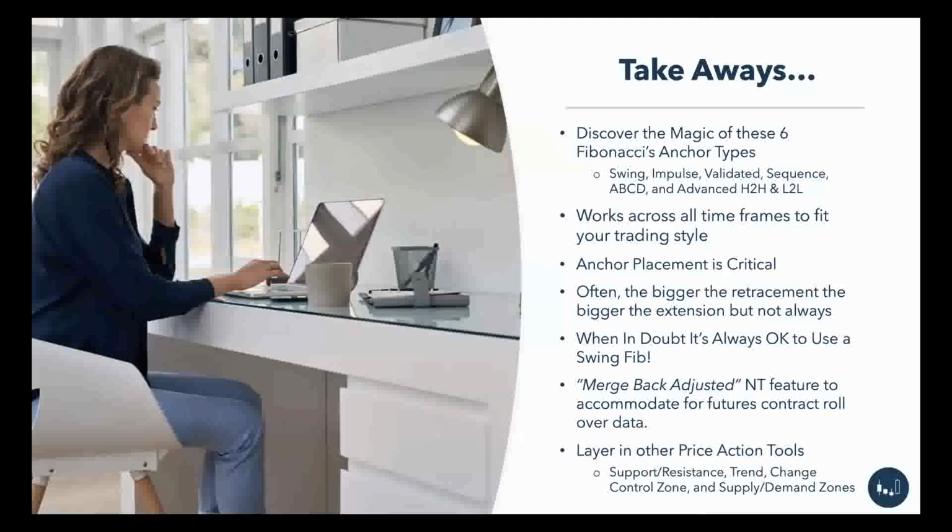So if you have a deep retracement to the 78, probability says you'll have a deeper run into the extension level. When you're in doubt of where to put the anchor, just know it's always okay to use a swing fib. Some of the common mistakes that I see is people will put their anchors upside down, and somehow they've adapted it to work for them, and that's okay. But it's not the way that we teach it, because it's not correct.